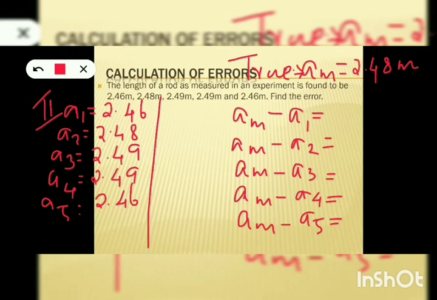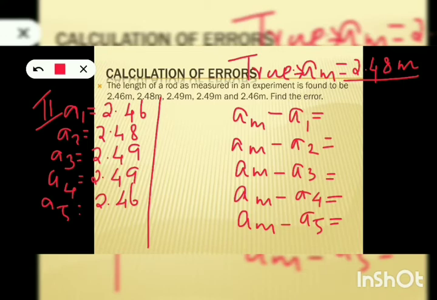So here I have just written the individual values again, A1, A2, A3, A4, A5. Then I have written the formula to find the difference between the mean value, that is our true value, and the individual readings. So what is our true value? True value is 2.48 meter. This is our mean value or true value or actual value.